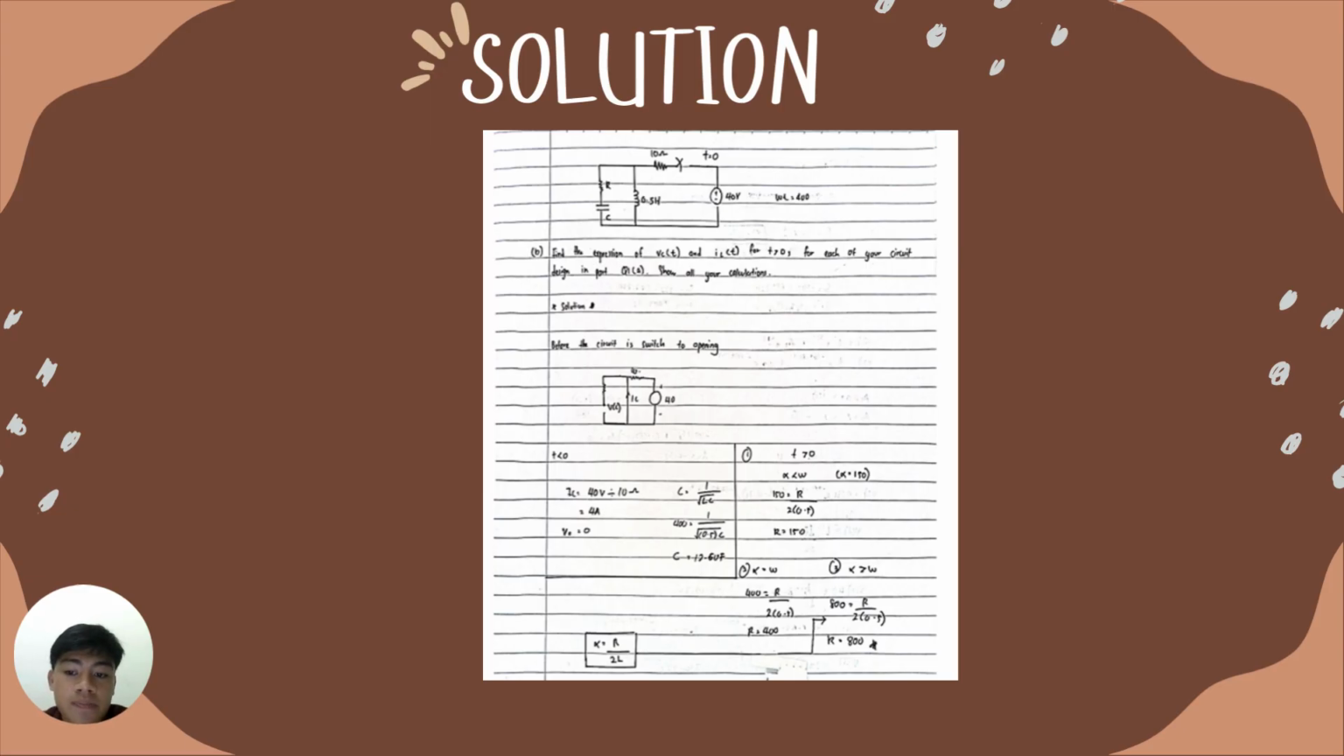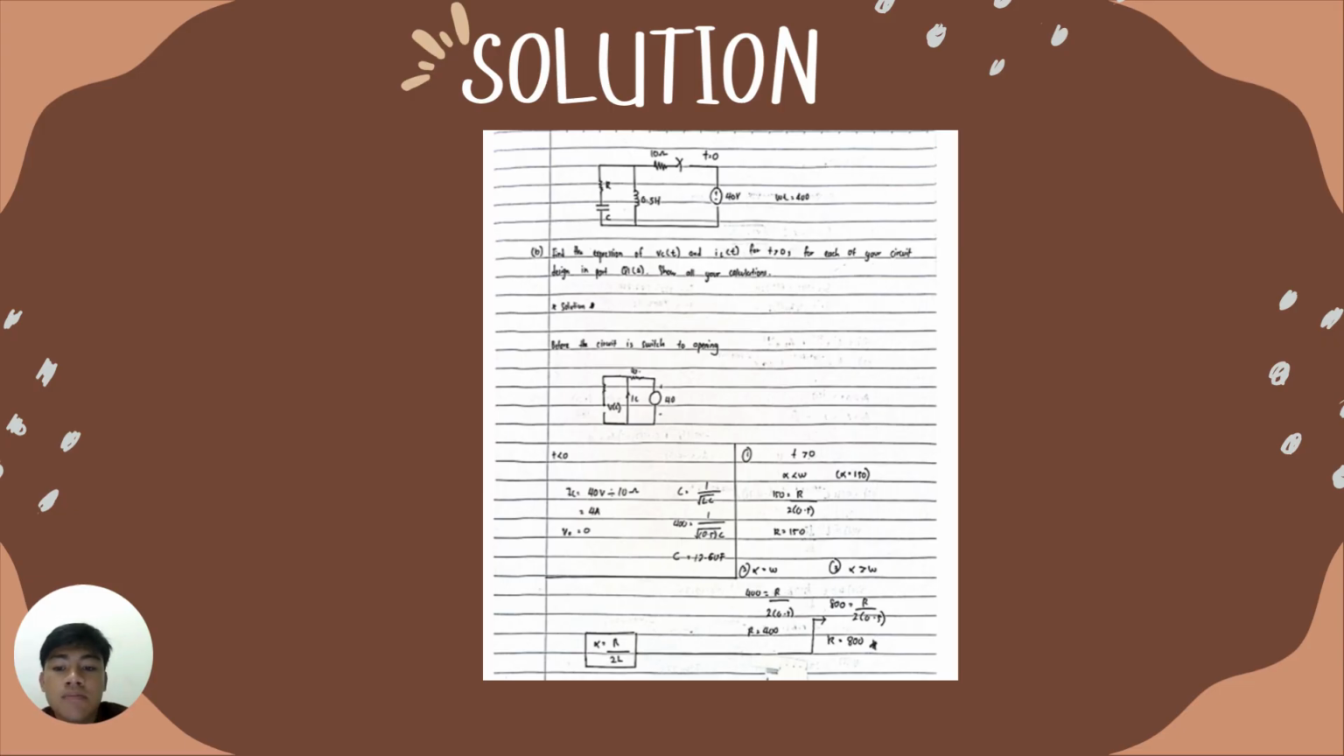To find the capacitor, we use the formula omega node equal 1 over square root LC. So the value we choose for omega node is 400. So we just calculate and we get the capacitor with the value of 12.5 microfarad.